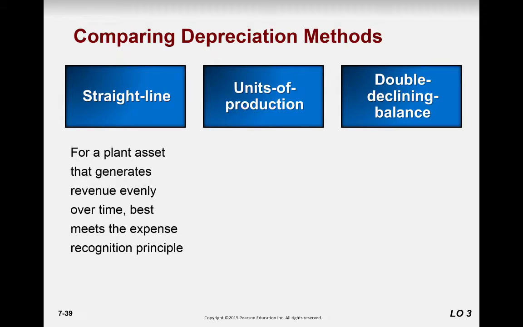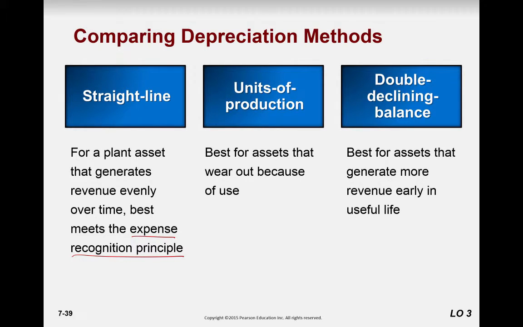So when we are comparing the depreciation methods, straight line pretty much generates revenue evenly over time. This is the one that meets the expense matching principle and expense recognition principle. The units of production method is basically for when your assets wear out because of use. And with double declining balance, if the asset generates more revenue early in life, then you want to make sure that you're expensing more of it early in life.